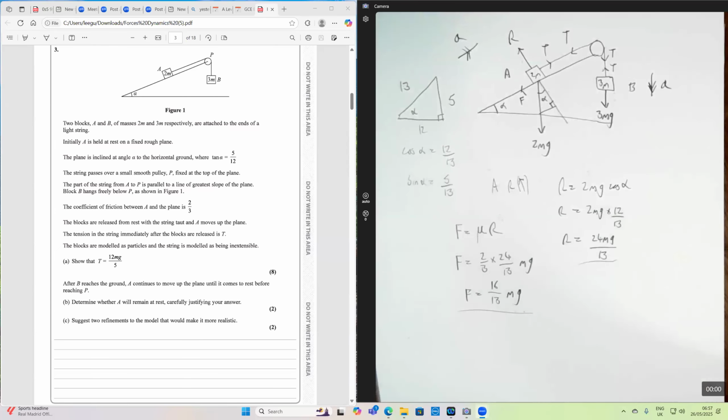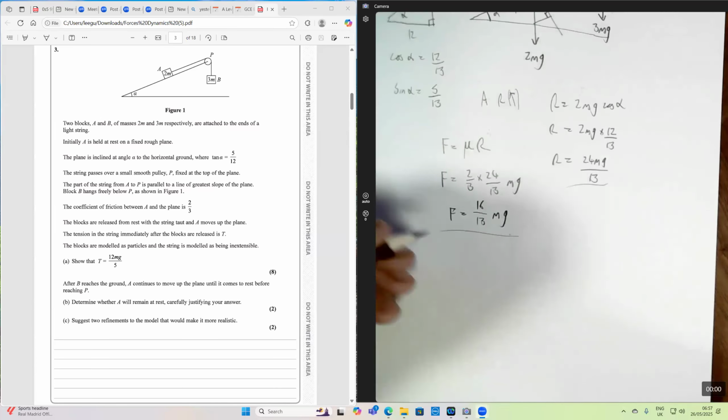So now it's time to write down two separate equations. It's time to write down an equation for A and then a separate equation for B. Now, in a pulley question, we have to deal with A and B separately because they're both going in different directions. So that's a really important thing to remember in a pulley question, that we must deal with the two blocks separately.